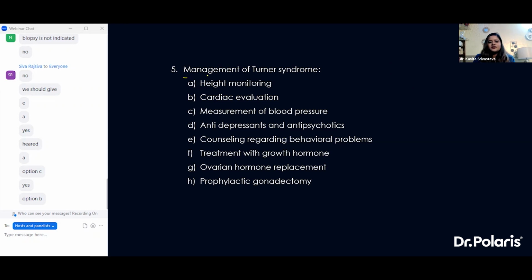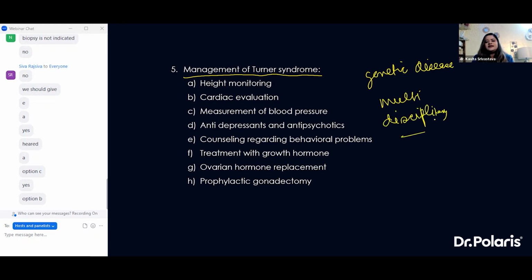Okay, next question from Turner. What is the management of Turner syndrome? Now, please remember that genetic diseases do not have any kind of specific management. It is always a multidisciplinary approach. Okay? Multidisciplinary approach. So because of this, it's very, very important to see every complication that happens in Turner, and we need to treat accordingly. Please answer this question. What is the management of Turner syndrome?